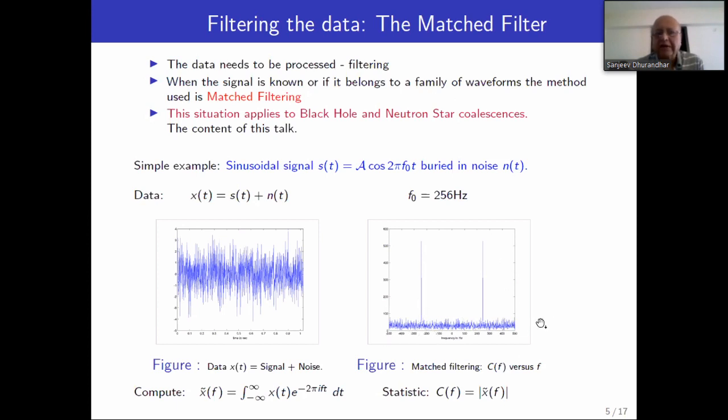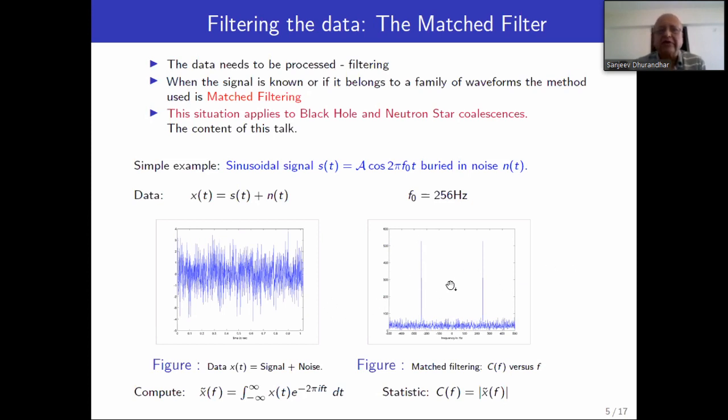If you plot this thing, what you see is two peaks here. See, this is the noise, but you see peaks here, and these peaks are exactly at 256 hertz and minus 256 hertz. That is because this is cos 2 pi f naught t, which can be split into e to the 2 pi i f naught t plus e to the minus 2 pi i f naught t, divided by 2. So that's why you get these peaks. And the heights of the peaks would be something like T by 2, capital T by 2, and so on. So here are the peaks, and you essentially got the signal out of the noise.